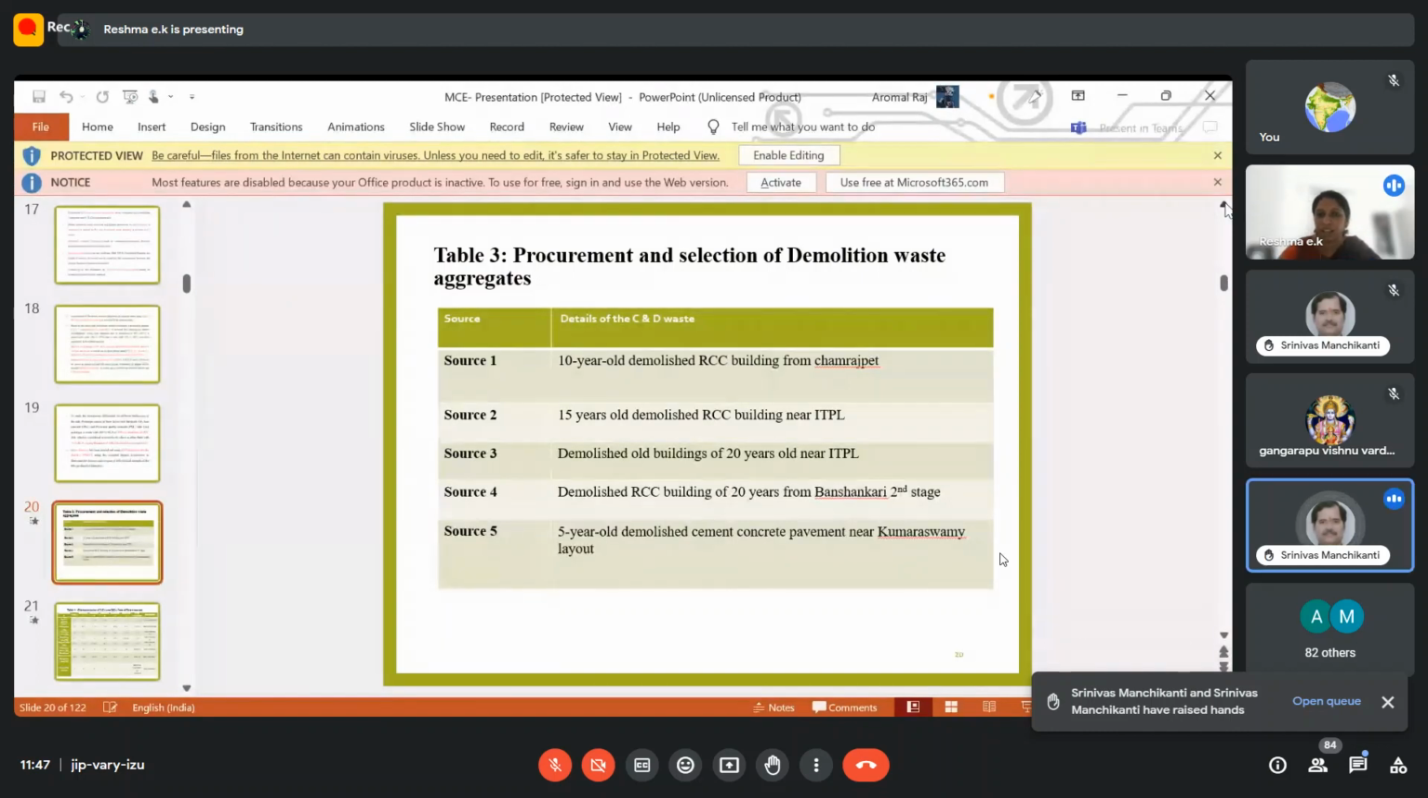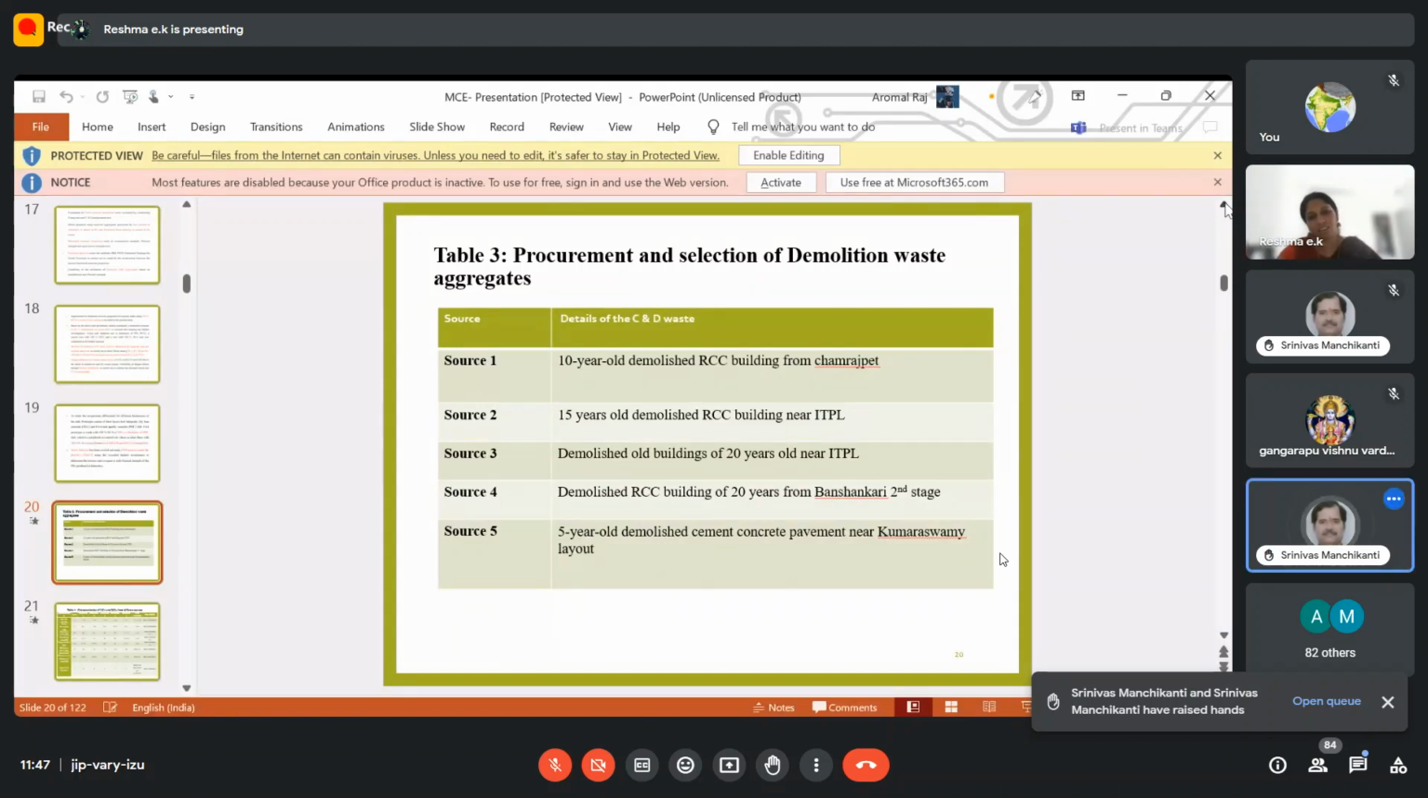You see, sources 1, 2, 3 and 4 are all buildings. And the fifth one is a cement concrete pavement, 5 years old. So it can be due to it being a pavement. And I cannot say it's because of less age.